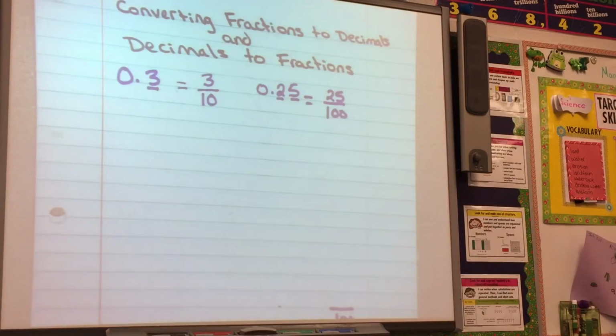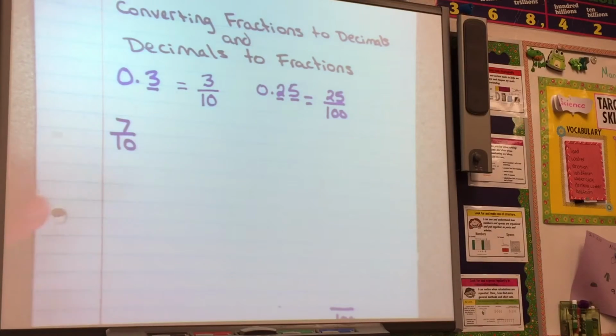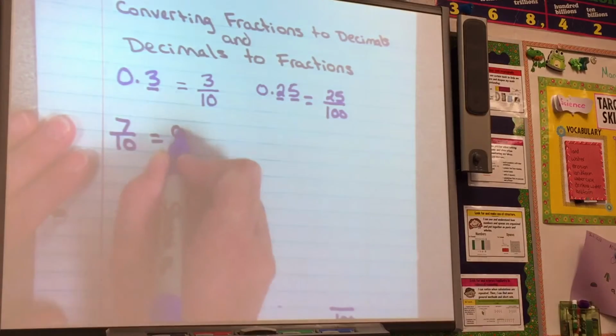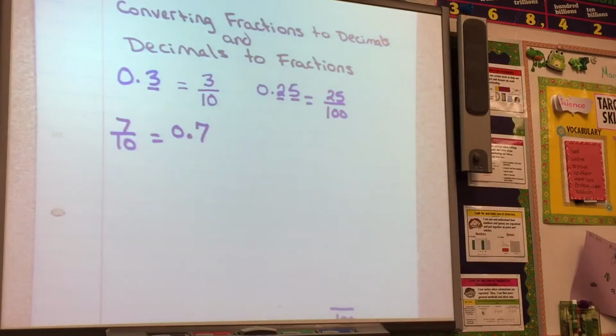What if I needed to switch from the fraction form to the decimal? So let's say I have 7 over 10, 7 tenths. If I see that it's over 10, then I know it's in the tenth spot, and that's going to be my first place after my decimal. So 0 and 7 tenths, 0.7.